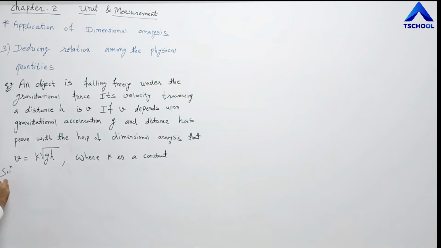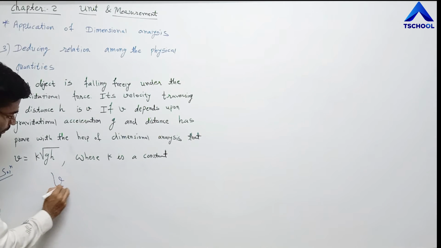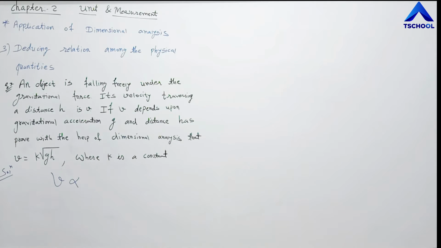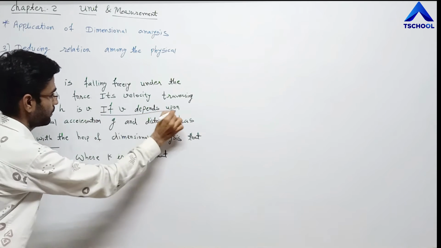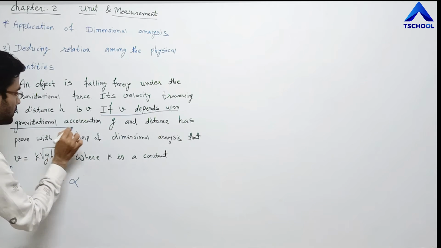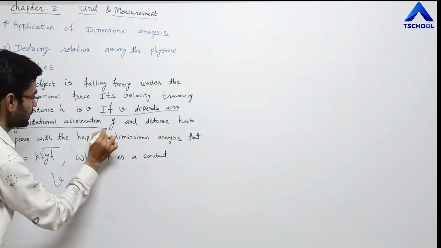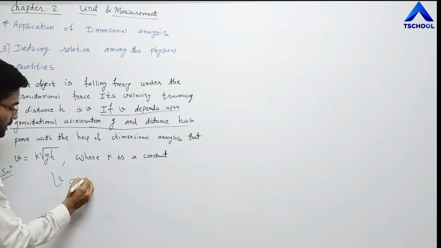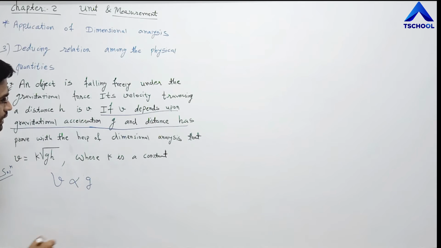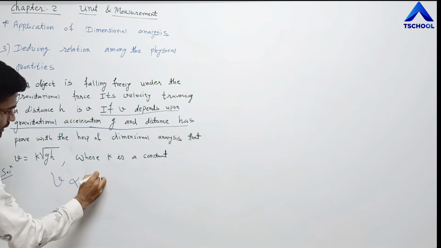Solution: velocity v depends on gravitational acceleration g and distance h, so v is proportional to the gravitational acceleration g and distance h.